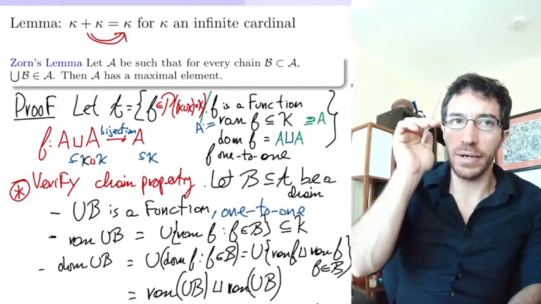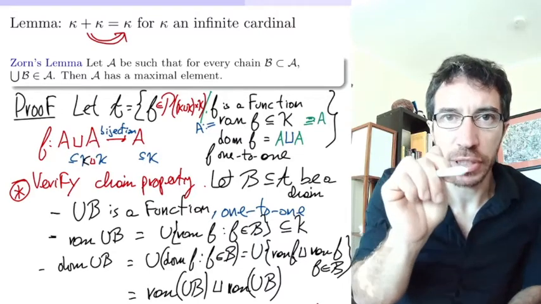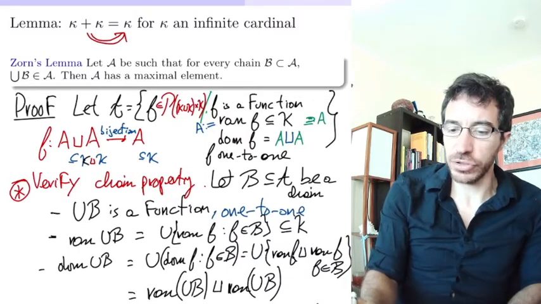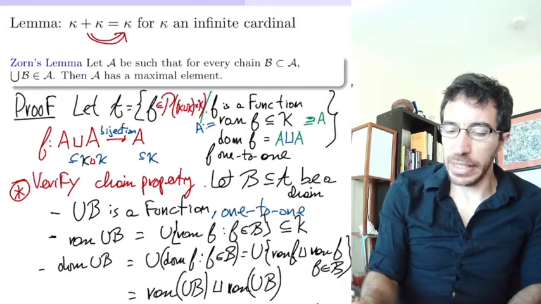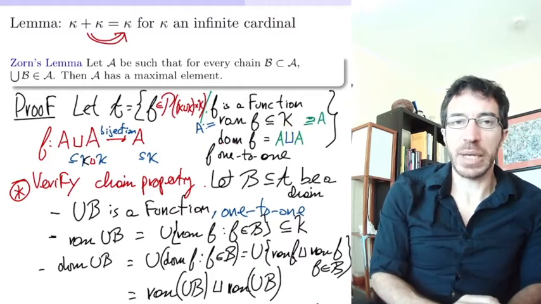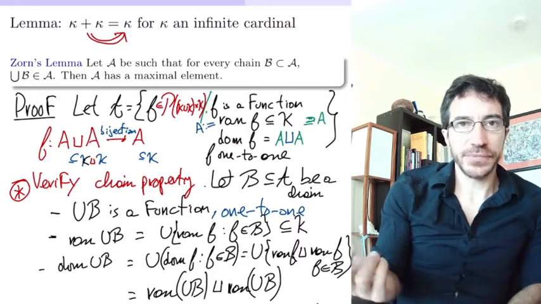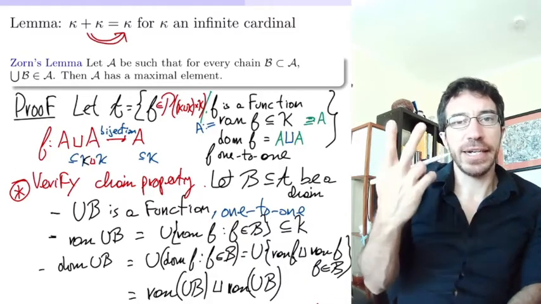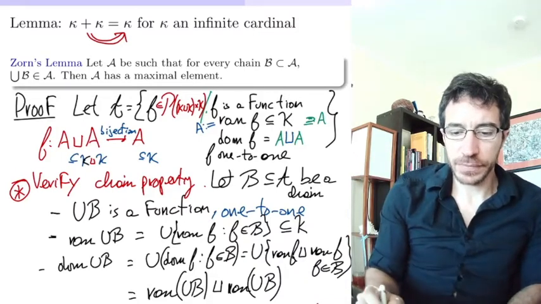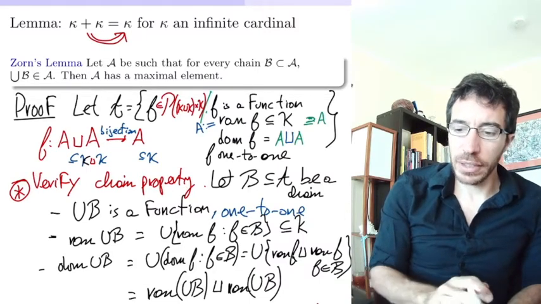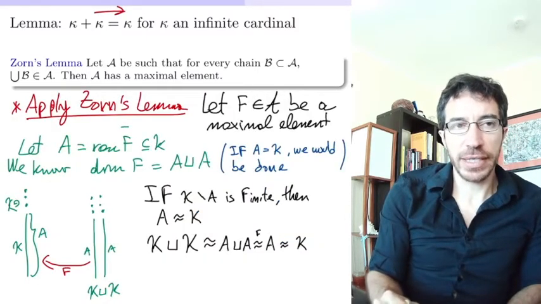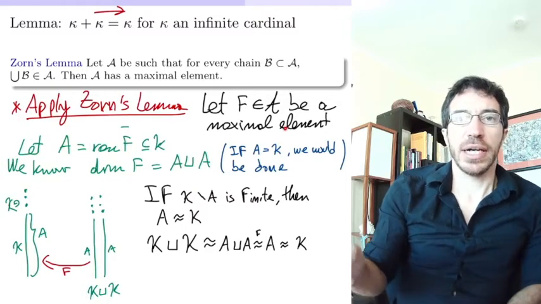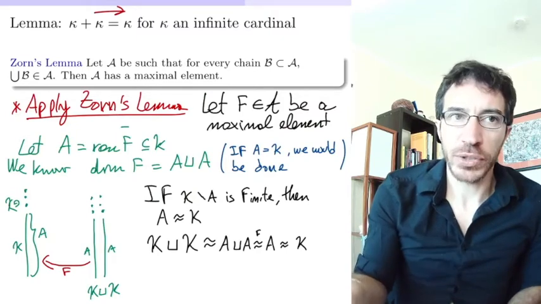One comment to make here: we have to make sure this collection is not empty. Why is it not empty? Well, the empty function is a function: its domain is empty, empty times empty is empty, and it's one-to-one. The empty function is a member here, so this is not an empty class. Then there are two steps. First, verify the chain property. Once you verify this chain property, you can apply Zorn's lemma, get a maximal element, and then you have to show that the maximal element gives you what you want.